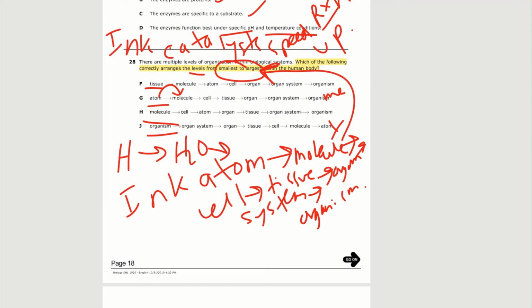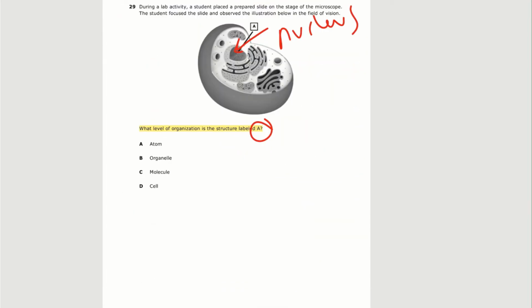What about a cell? Is it a cell? No, it's kind of before that. So it's between molecule and cell, right? Because it's inside the cell. So between molecule and cell. I know it's a little organ, right? Organelle. So, hey, look, there it is, organelle.